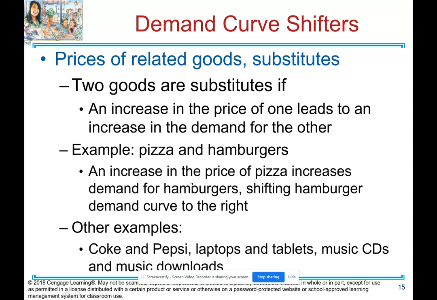Prices of related goods: they are either substitutes or complements. Let's talk about substitutes. Two goods are substitutes if an increase in the price of one leads to an increase in the demand for the other. For example, pizza and hamburgers are substitutes. An increase in the price of pizza increases demand for hamburgers, shifting the hamburger demand to the right. Other examples include Coke and Pepsi, laptops and tablets, music CDs and music downloads.